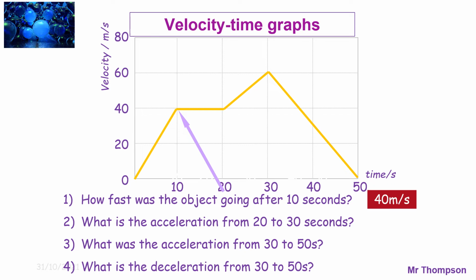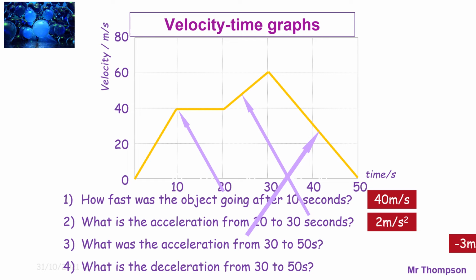What is the acceleration from 20 to 30? Well, its change in speed is 20. It does it in 10 seconds. 20 divided by 10 is 2 meters per second squared. What about the acceleration from 30 to 50? It changes from 60 down to 0. So it changes by minus 60 in a time of 20. So it's minus 3 meters per second squared. The minus number means it's slowing down. And so number 4, what is it? If you reworded the question, said what is its deceleration, then it would be plus 3 meters per second squared. I hope you can see what I'm trying to show you there. An acceleration of minus means it's a deceleration.